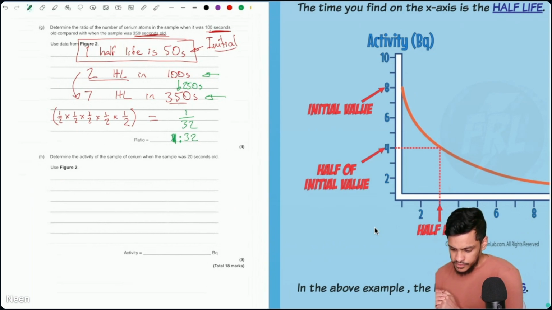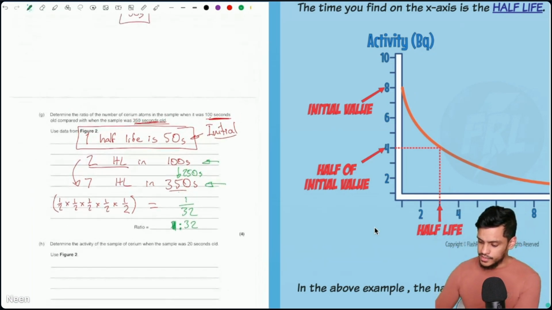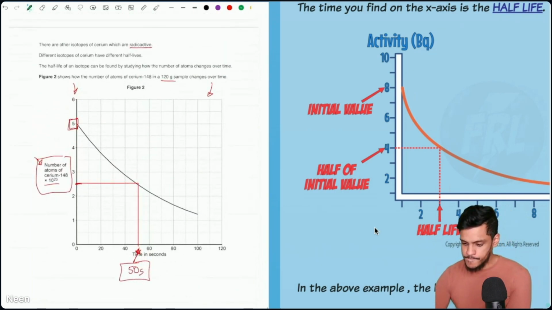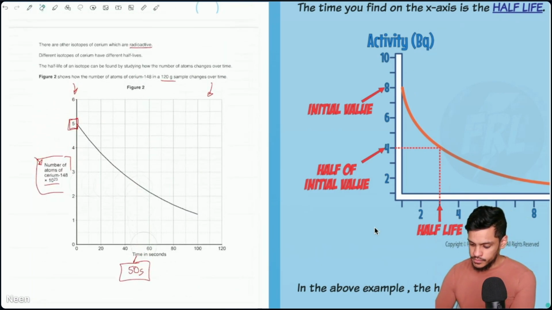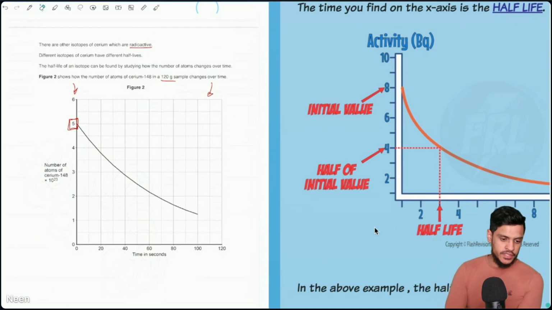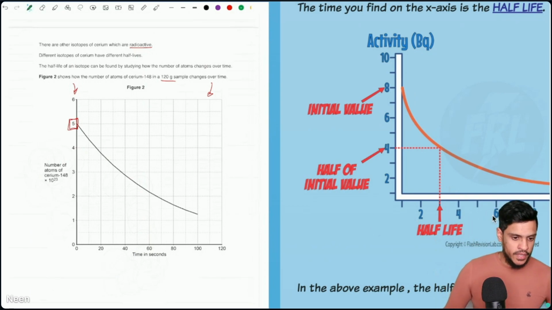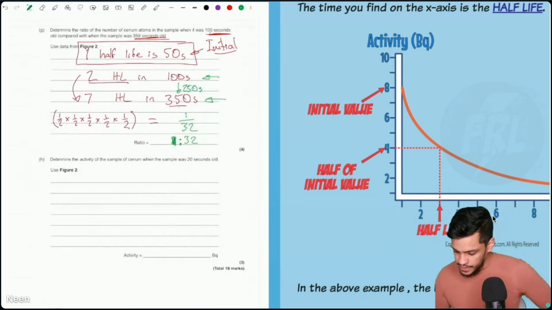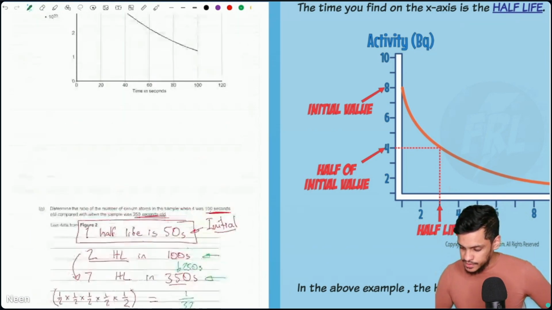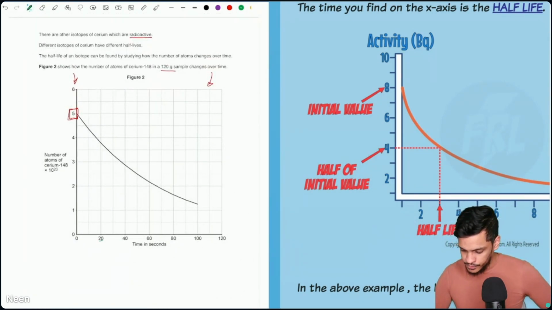Determine the activity of the sample when the sample was 20 seconds old. Activity of the sample. So we've got the number of atoms. What we need to find here is the gradient, because activity is basically the rate, the speed at which these atoms decay. So we need to find the gradient. It's going to be quite hard for me to draw the gradient with the iPad, but let me try. So we want to find out the activity at 20 seconds. Let's mark where 20 seconds is on the graph. It's around here.